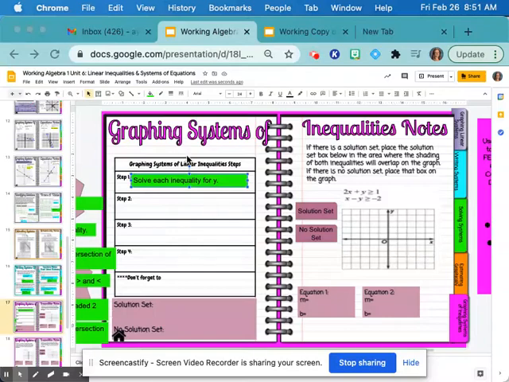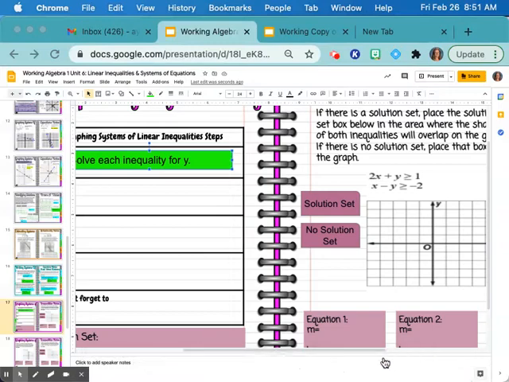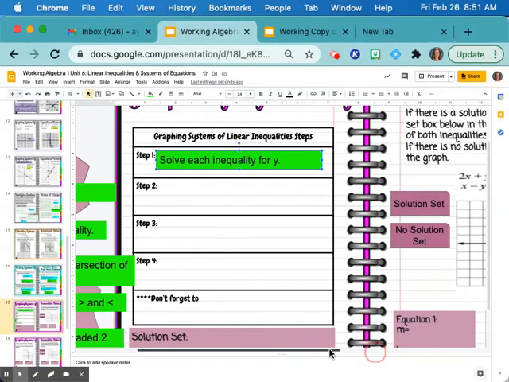Today we are graphing systems of inequalities, so we are on slide 17. We are going to write the steps for solving systems of inequalities. So step 1 is solve each inequality for y. Sometimes it's already solved, other times it's not. So you need to solve each for y.